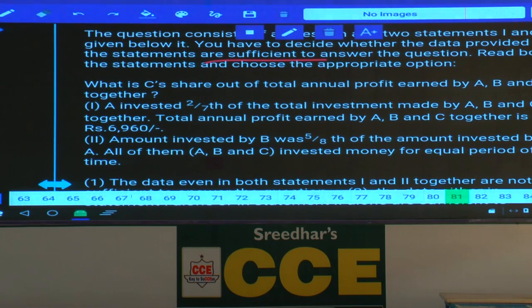What is C's share out of total annual profit earned by A, B, C together? Now, when can you answer this question? If you know A, B, C profit sharing ratio, and as you need to answer C's share, you also need to know annual profit.